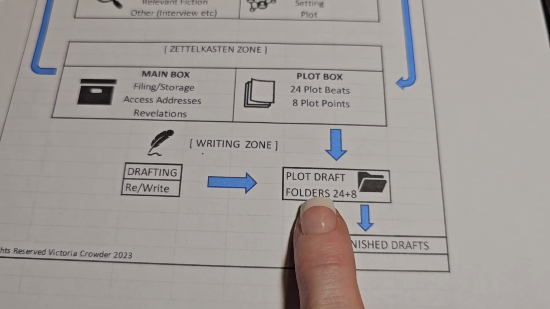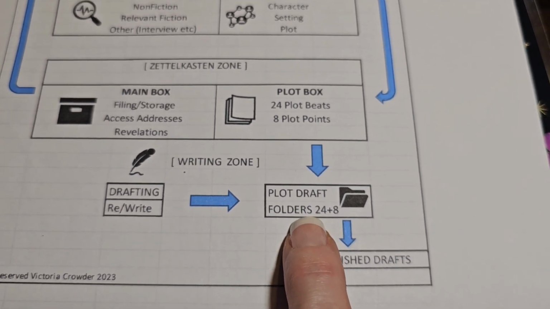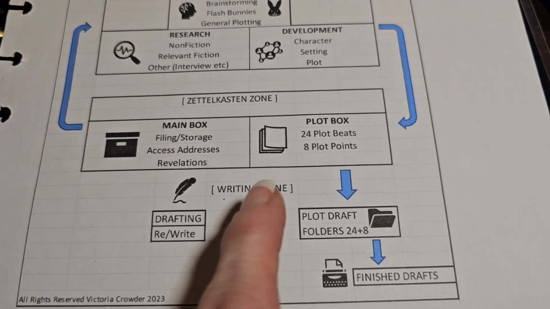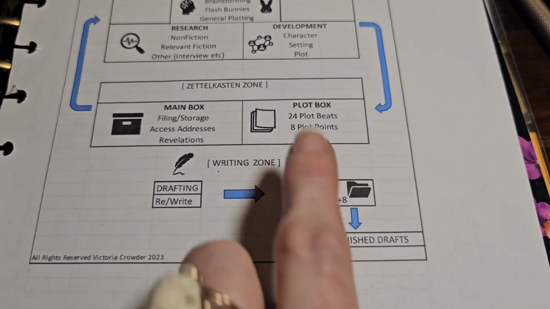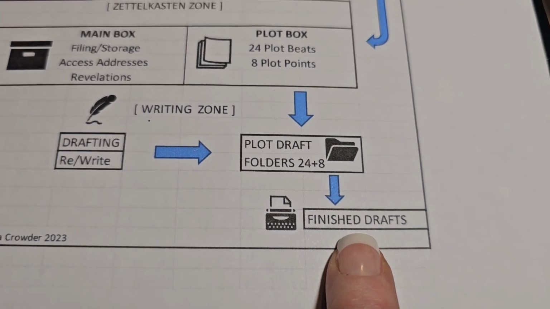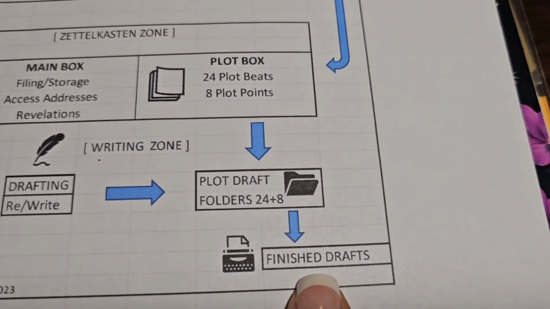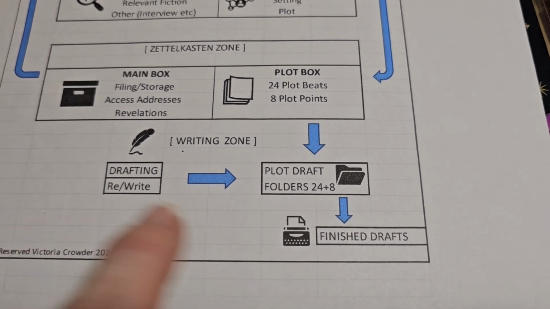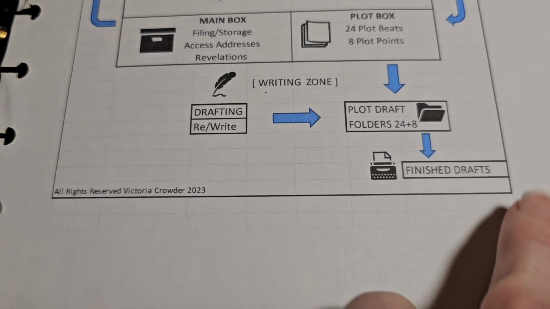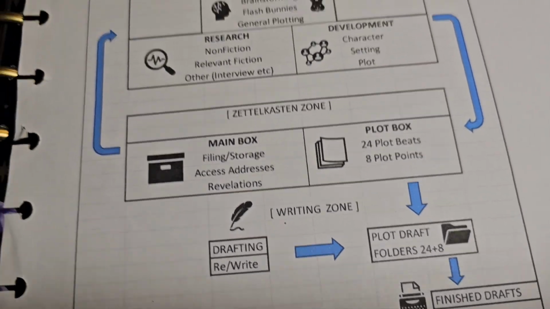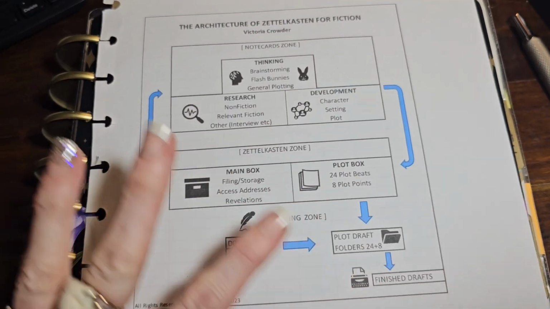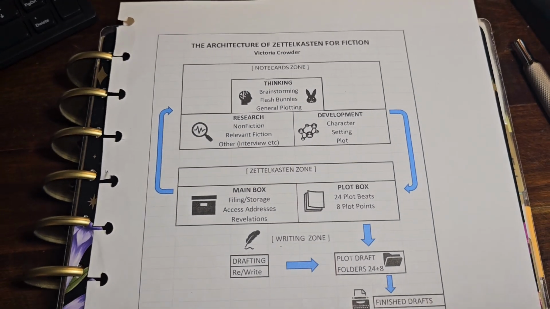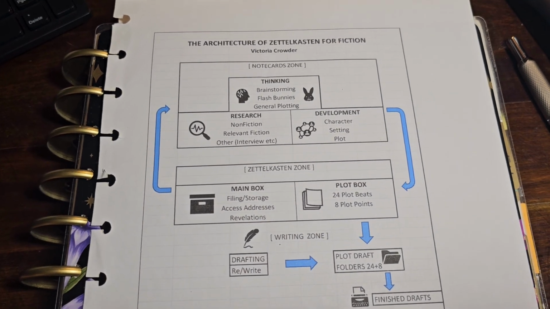Then I have a plot draft set of folders which mirror my plot box. I'll come back to those two items because that's pretty specific and I want you to see what it looks like. And out of that writing is how I produce what I refer to as finished drafts. Then finished drafts go through their own process of editing, different styles of editing, looking for different things, continuity, and so forth. So that's just a high look at what the architecture of my Zettelkasten usage system looks like in order to create fiction. But we're going to dig way deeper into that as we go along.